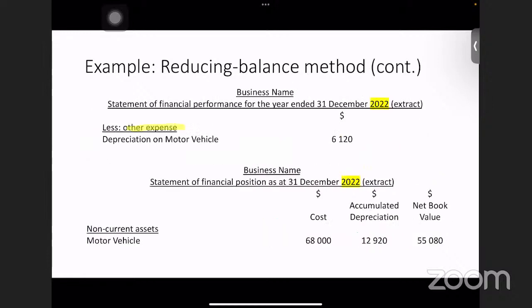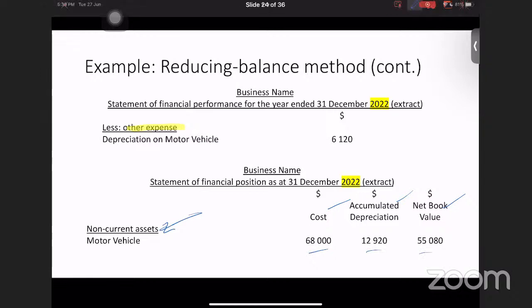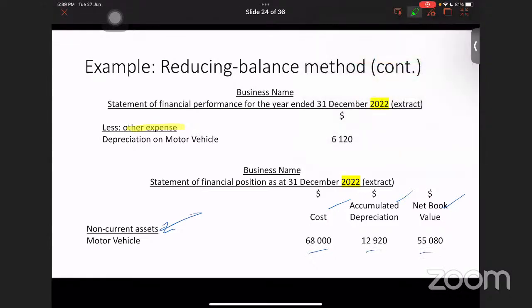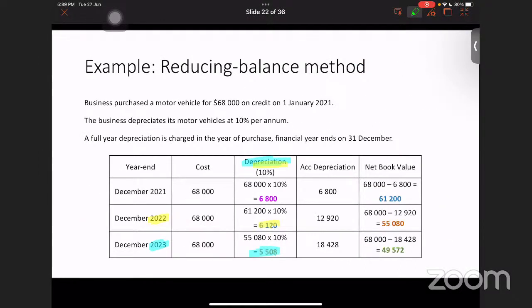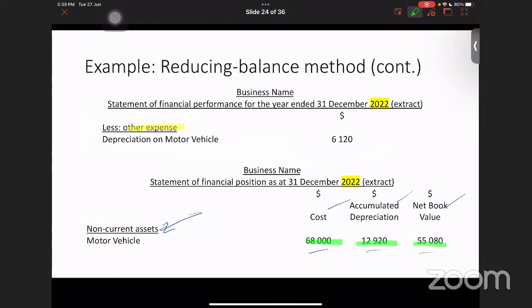Okay, then for here, position, same thing. I will show these 3 columns. Under NCA, my cost, acute D, MBV. Again, I will take from my table, right? My cost, my acute D, my MBV. So 2022, my cost is this, my acute D is this, my MBV is this. Okay, so simply just extract from the table and there you go. I have my answer. So I strongly recommend using tables for calculation, especially reducing balance.